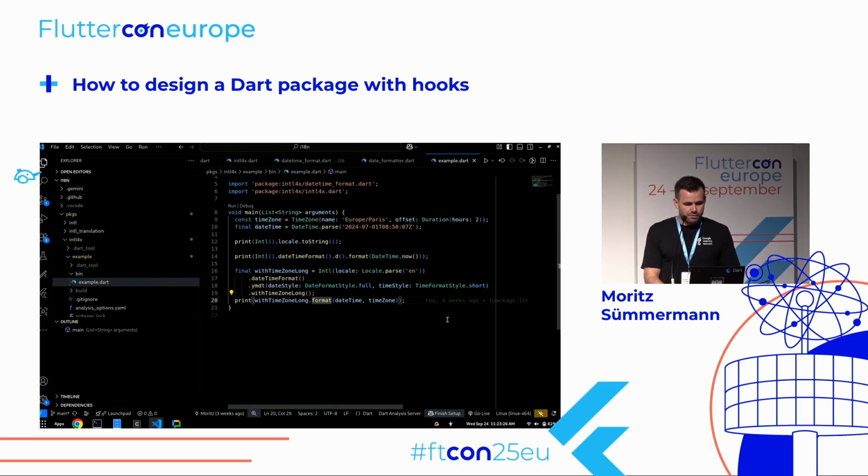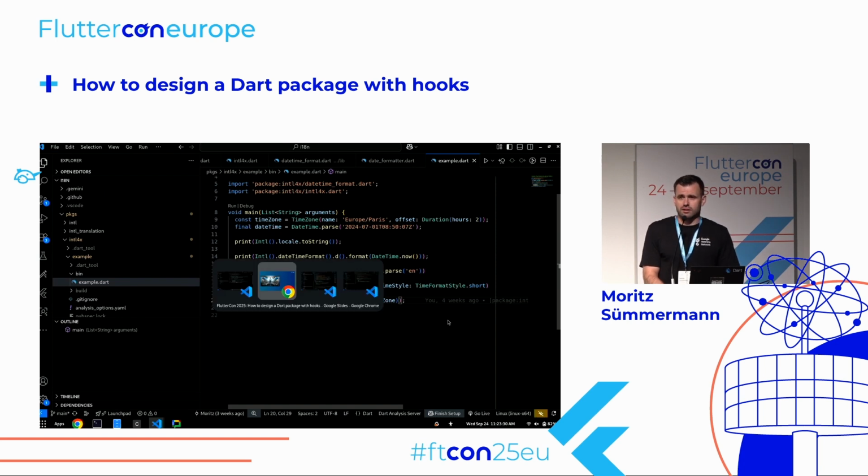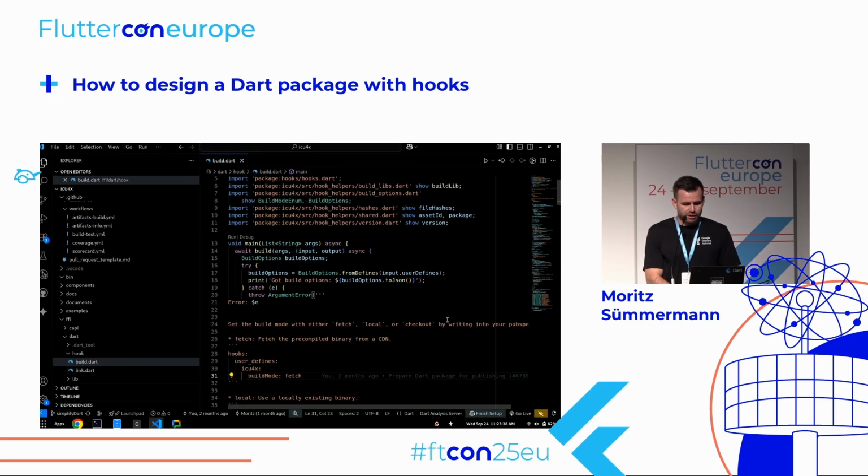And to do that, we have these build and link hooks, which bundle the native code. So you don't have to write any, I don't know, in Flutter, I think currently you have to do some Gradle stuff, and it's a bit complicated. And with ICU4X, with build hooks, it all looks kind of neat.